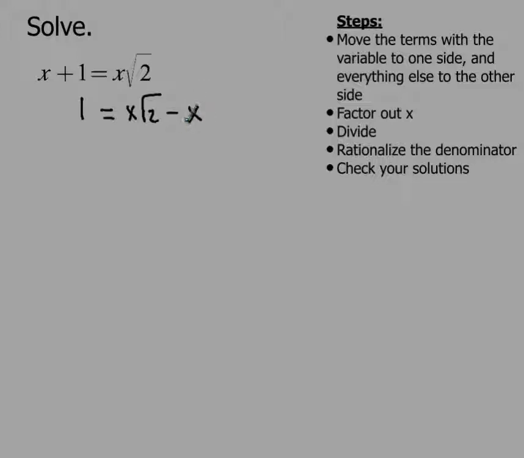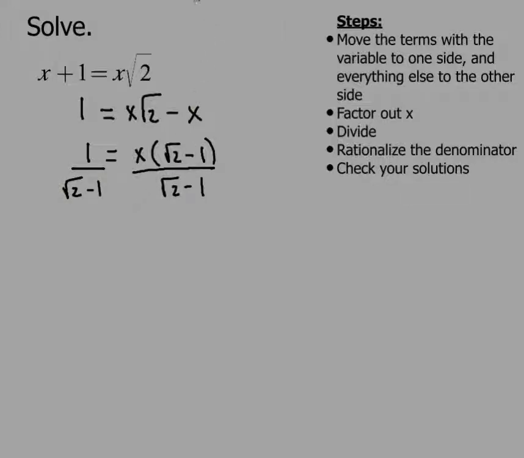The second thing that I want to do is go ahead and factor out the x. On the left-hand side, I'll have 1. On the right-hand side, I'm going to factor out the x, in which case I'll have square root of 2 minus 1. Now the third thing I'm going to do is divide both sides by the square root of 2 minus 1, because I want to isolate my variable x. I want to get rid of that so that it is by itself. So square root of 2 minus 1 is what I divide both sides by.